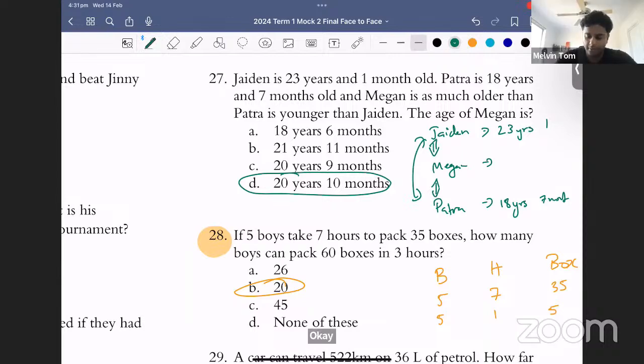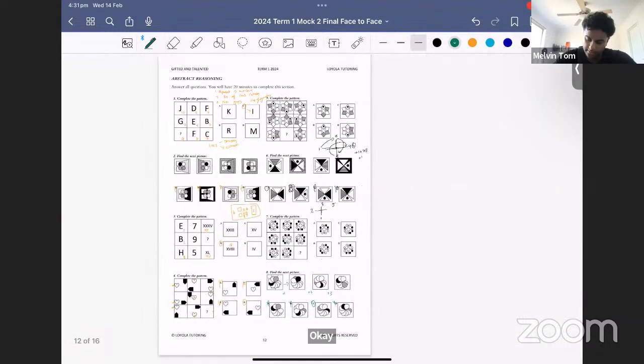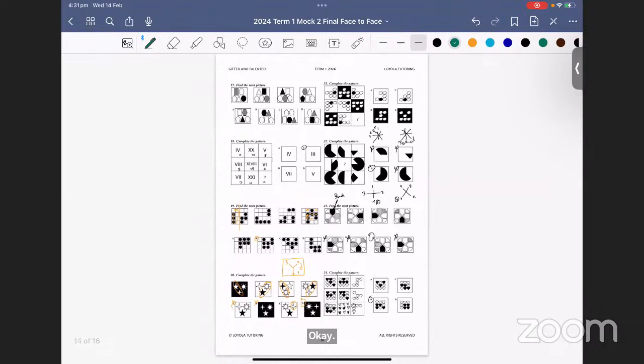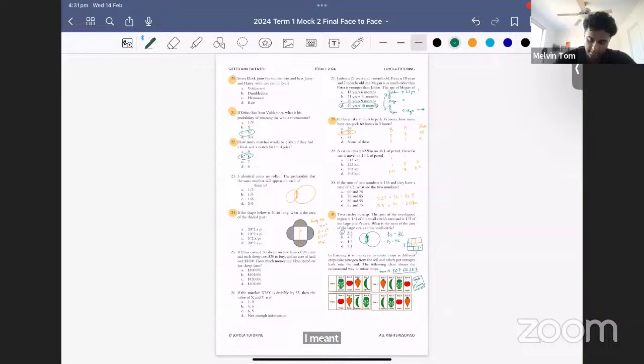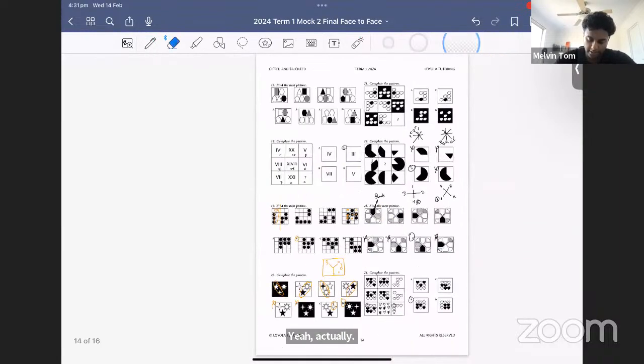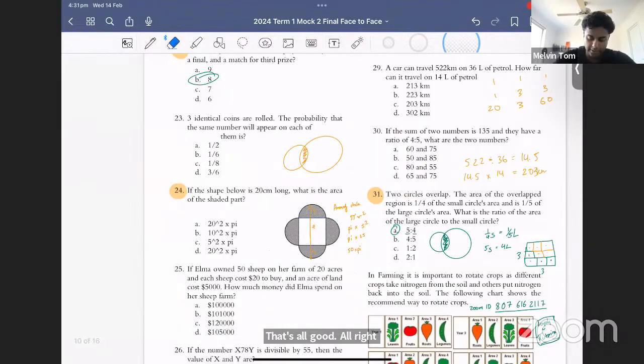Naveen, question number 24 in abstract reasoning. Let's take a look. I meant quantitative. Quantitative? Yeah, I actually wrote abstract. That's all good. All right. So here we have the shape.